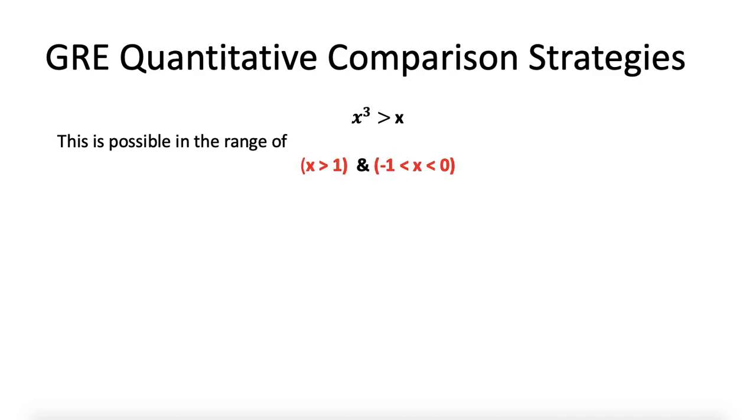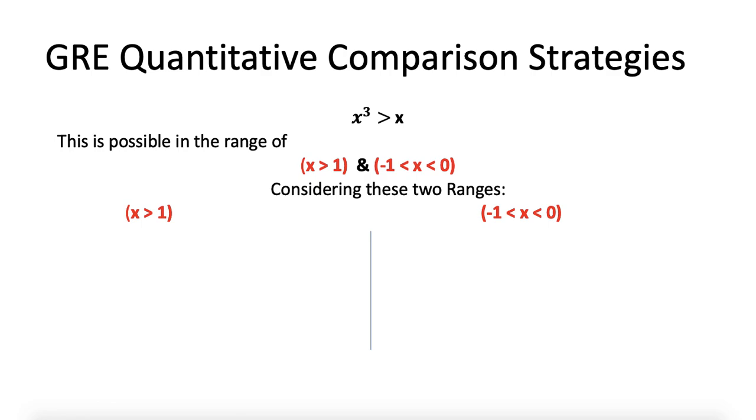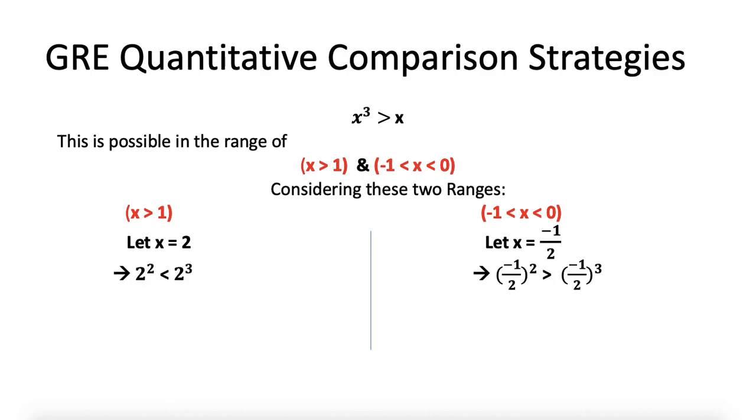If we move further, this is possible in only these two ranges: when x is greater than 1, and when x is between minus 1 and 0. So now let's see both of these ranges and try to compare quantities in these. Let's see the first range when x is greater than 1 and the second range when x is between 0 and minus 1. If I consider two values, in the first range x is equal to 2, in the second range x is equal to minus 1 by 2.